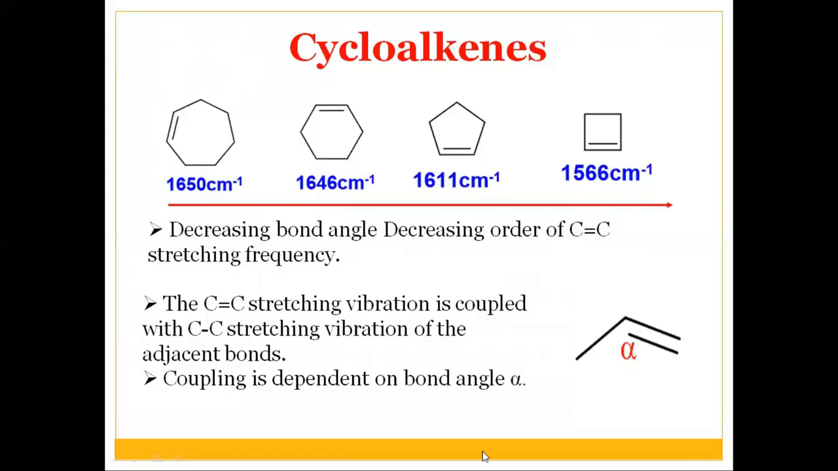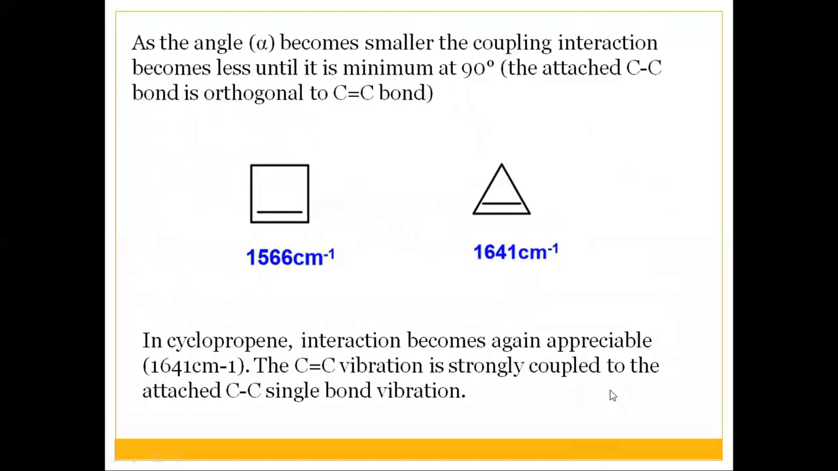per centimeter. The carbon-carbon double bond stretching vibration is coupled with carbon-carbon single bond stretching vibration of the adjacent bonds. And this coupling is dependent on bond angle, that is alpha. So this alpha plays the major role. As the angle alpha becomes smaller, the coupling interaction becomes less until it is minimum at 90 degrees. So with the 4 carbon ring, here you can see the minimum vibrational frequency at which it absorbs, that is 1566 per centimeter. That is, the attached carbon-carbon single bond is orthogonal to the carbon-carbon double bond.